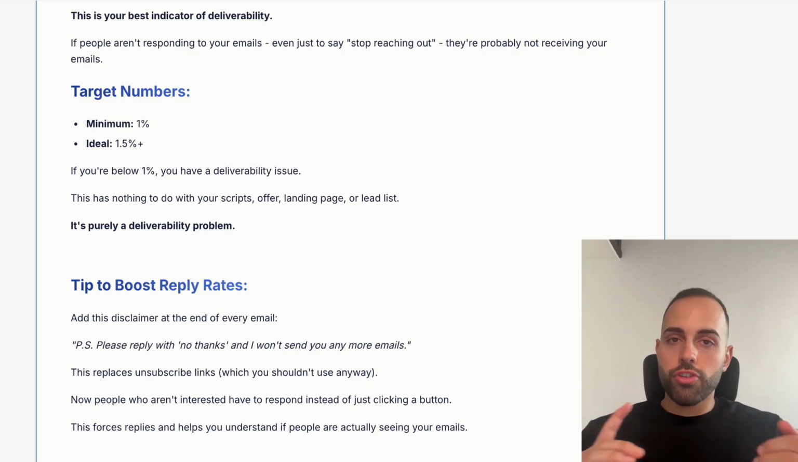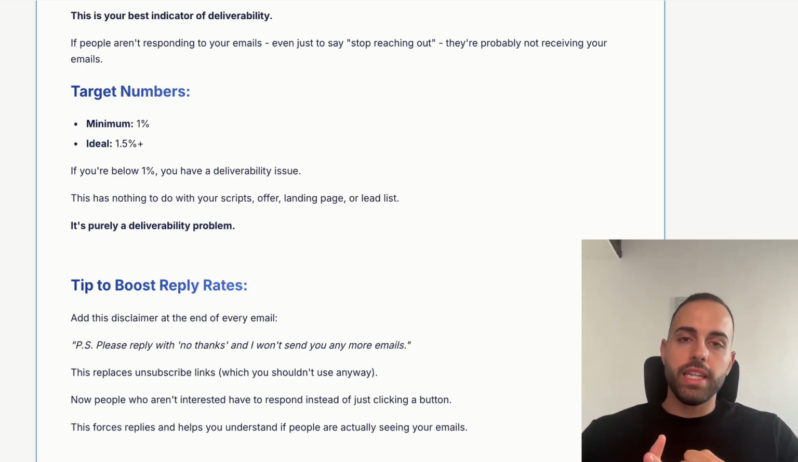Now, if you're below 1%, then it usually means that you have a deliverability issue. It has nothing to do with your scripts, nothing to do with your lead lists, nothing to do with your offer. It only has to do with your deliverability, meaning that it has to do with the infrastructure, with your email accounts, with your domains, with your warm-up process, or if you're including links in your emails. It has to do with all the technical aspects of your campaigns.